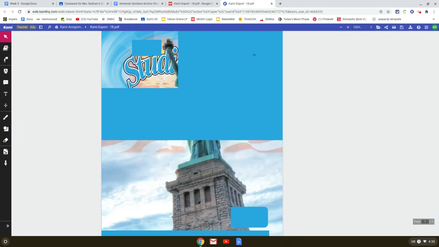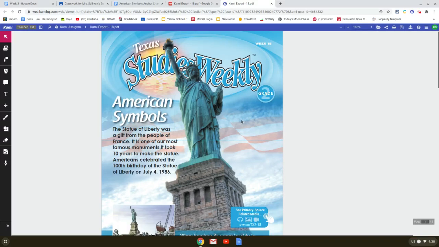Okay. And when the assignment comes up, this is all about our American symbols. All right, there we are. And on the cover, we have Miss Lady Liberty there. And it says the Statue of Liberty was a gift from the people of France. It is one of our most famous monuments. It took 10 years to make her, and Americans celebrated the 100th birthday of the Statue of Liberty on July 4th, 1986. Okay, so that's on the cover.